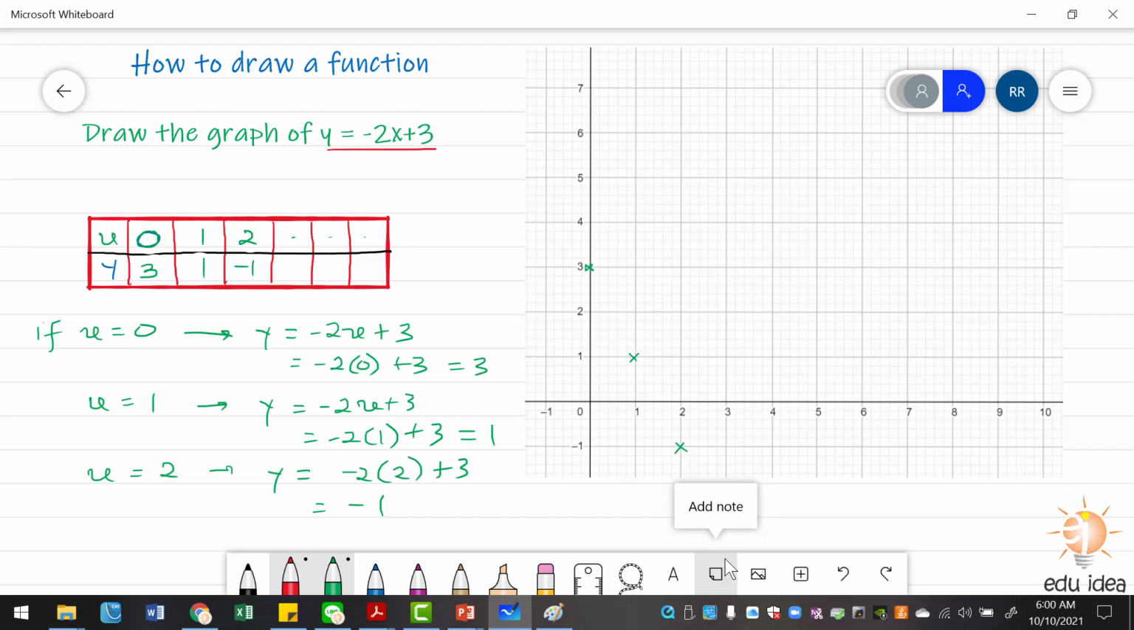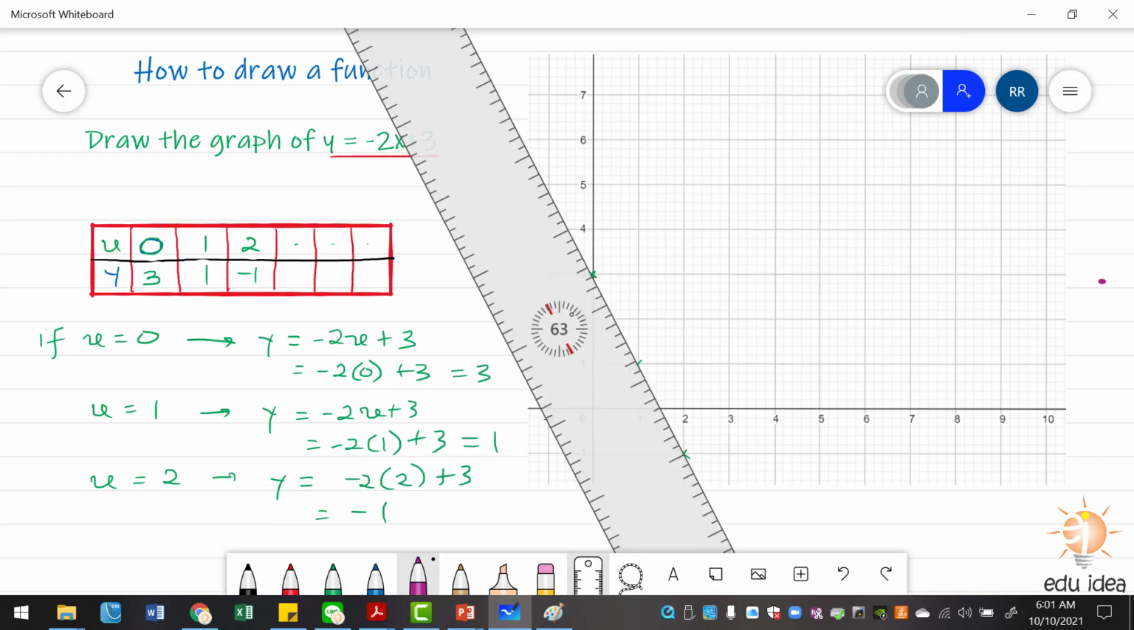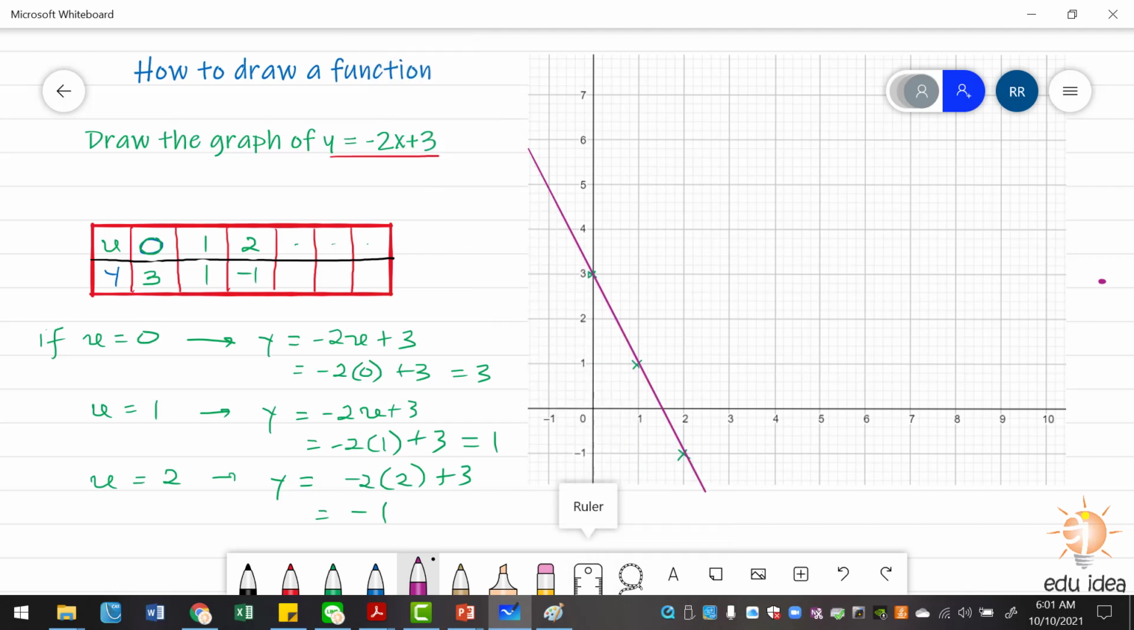Okay, so I think this is enough, because this is a straight line. So let's use the ruler to draw that. The graph should be like this. Just make sure that the line crosses all the points that we have marked: here, and here, and in here. So this is the graph of y equals minus 2x plus 3.